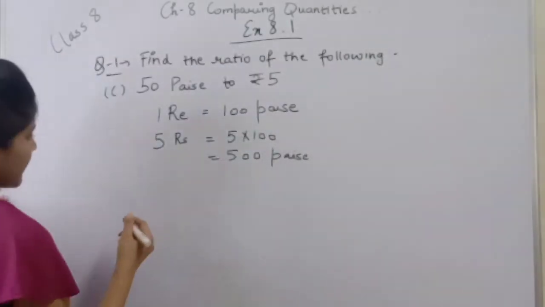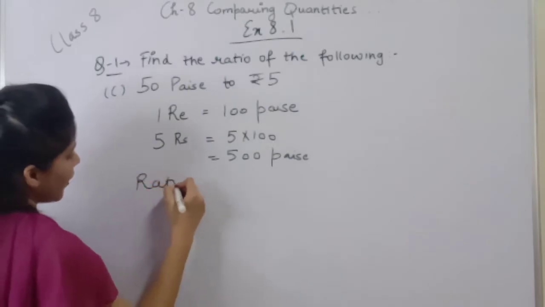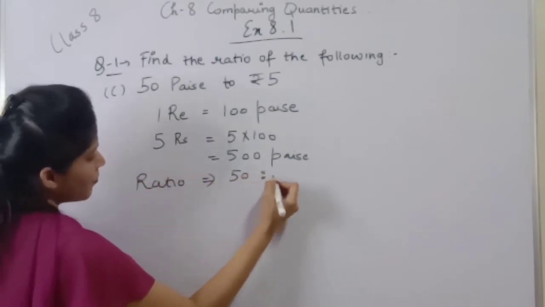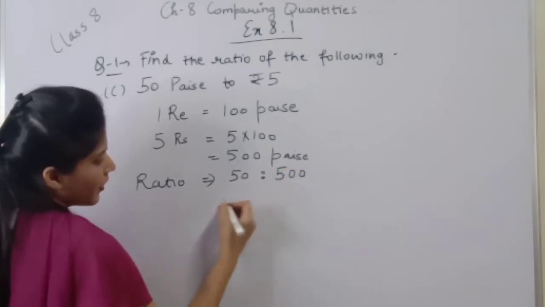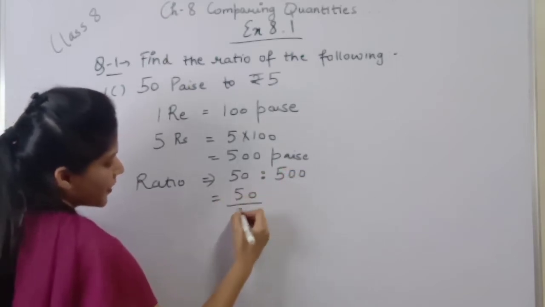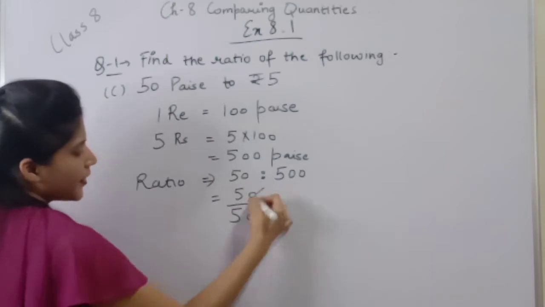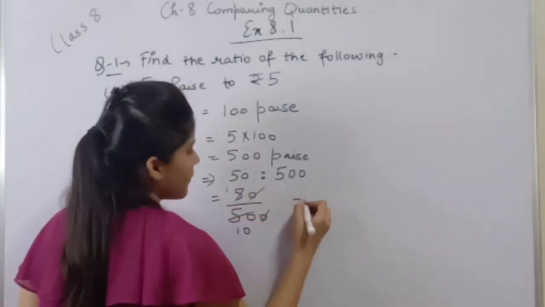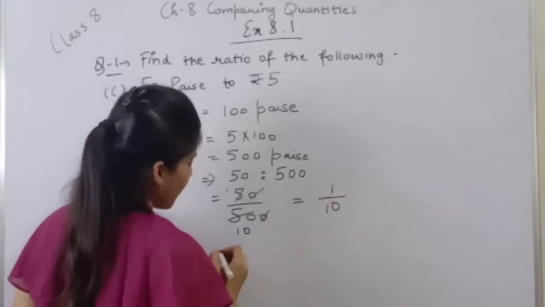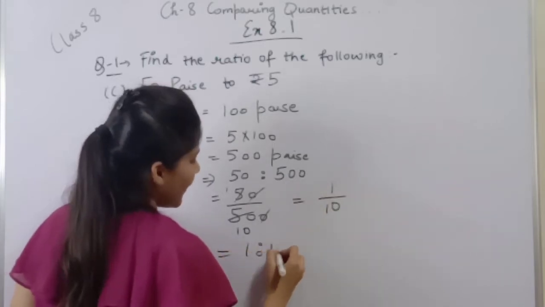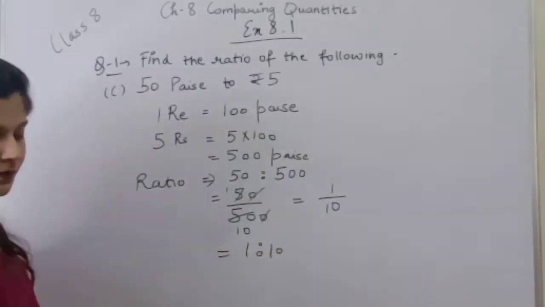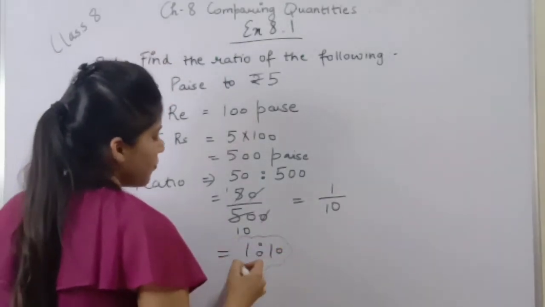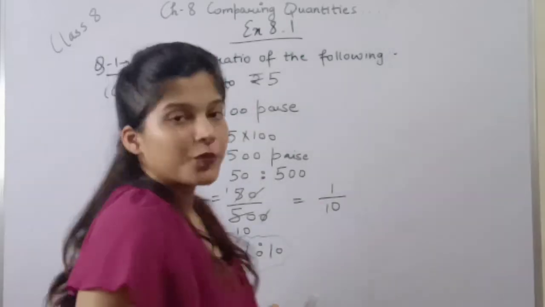Now we can write this as ratio equals to 50 paise is to 500 paise. So this comes out to be 50 upon 500. 0 से 0 cut. 5 ones are 5, 5 tens are 50. So this comes out to be 1 upon 10. So 1 is to 10 becomes the ratio. So the ratio of this part is 1 is to 10. I hope this is clear.